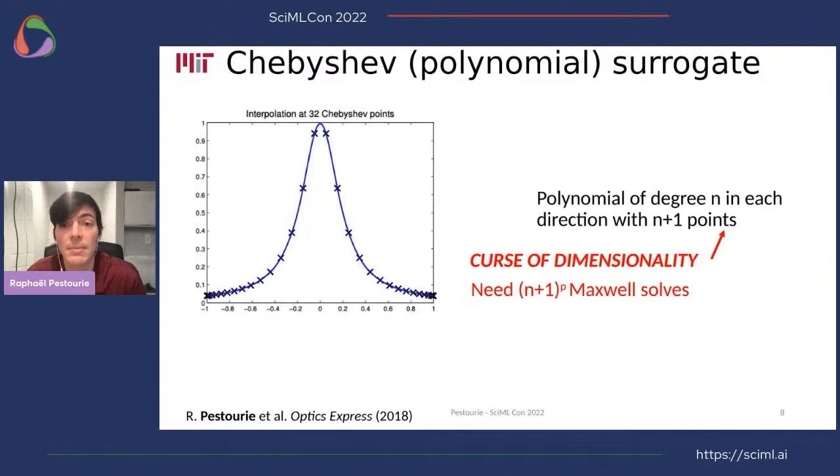Unfortunately, for Chebyshev polynomials of degree n in each direction, it requires n plus 1 points. And so for p parameters, you would need (n plus 1) to the power of p points to train your surrogate model. And so the number of points really quickly becomes intractable as the number of parameters increases. This is called the curse of dimensionality.